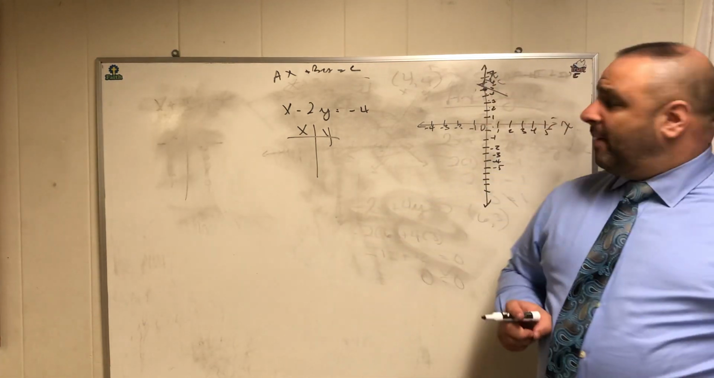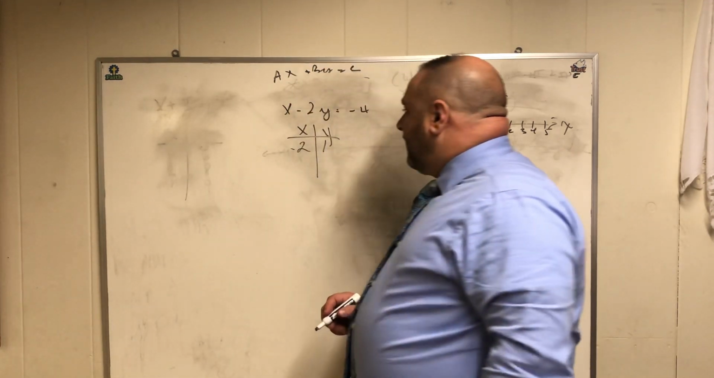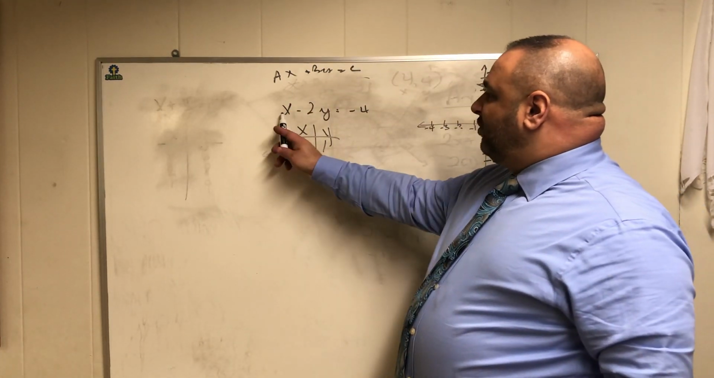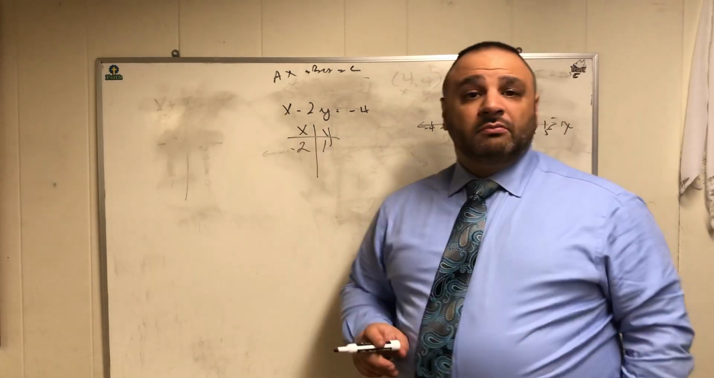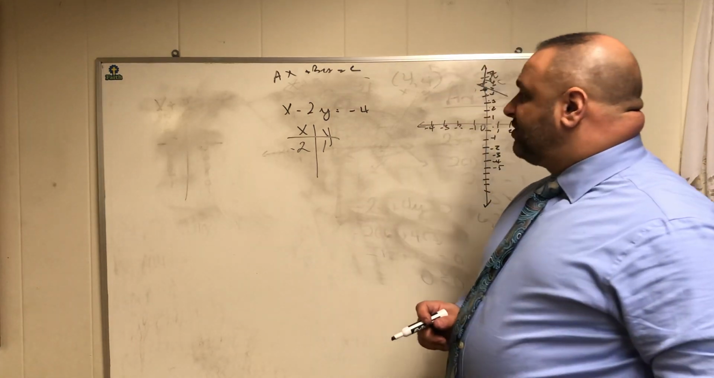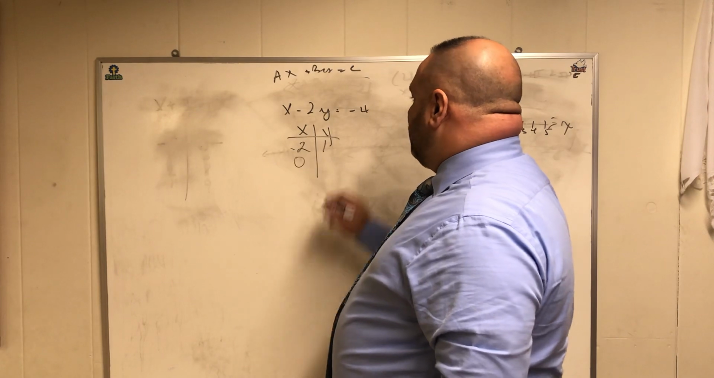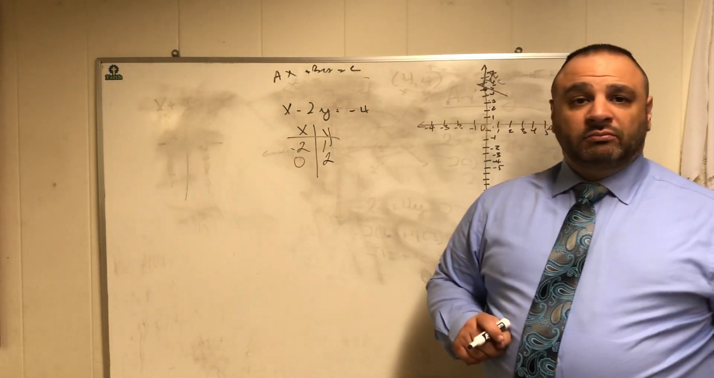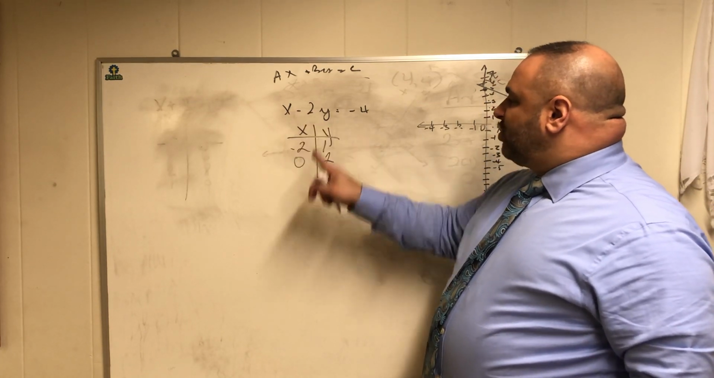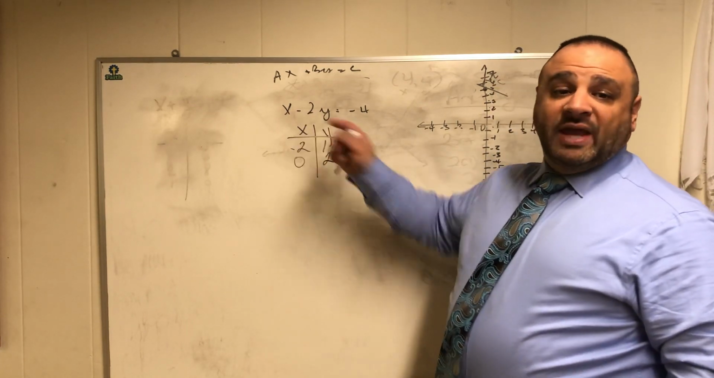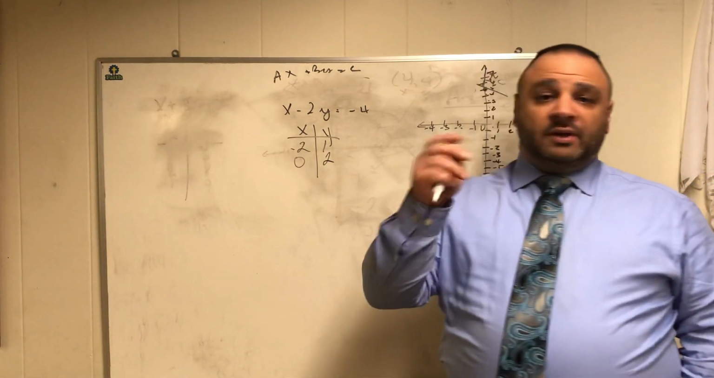All right, how about we go -2, 1. So -2 minus 2 equals -4. Can we go 0 and +2? Because if x is 0, then -2 times +2 is -4. So -4 equals -4.